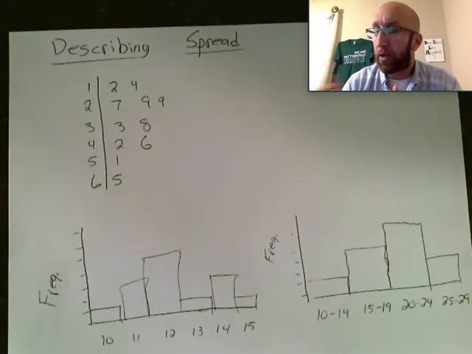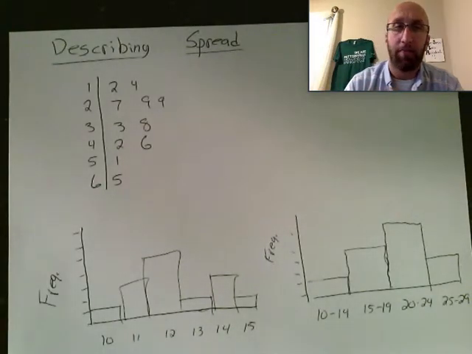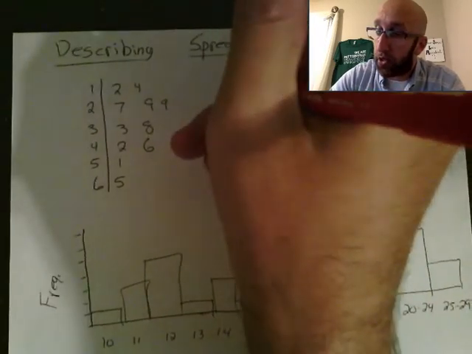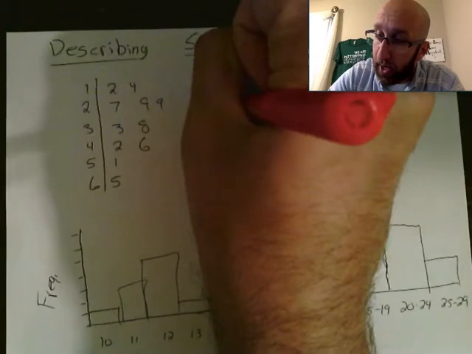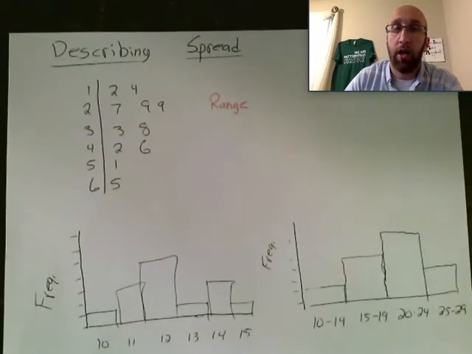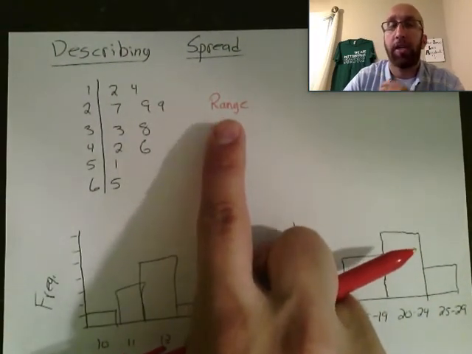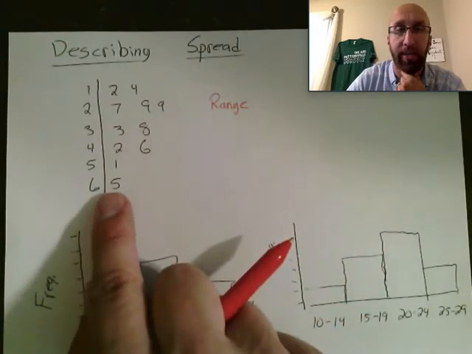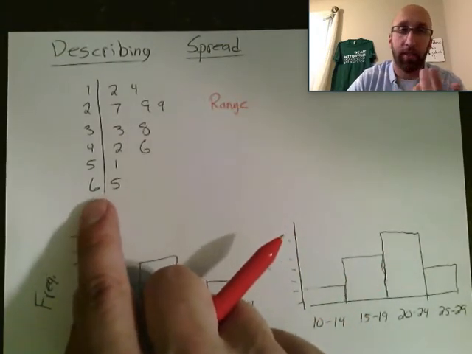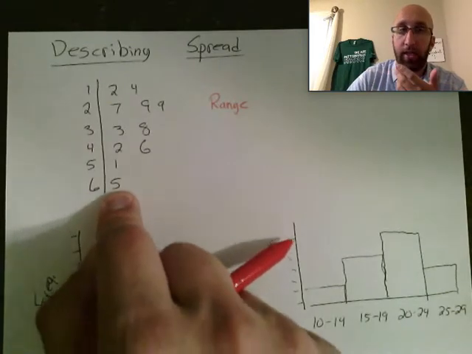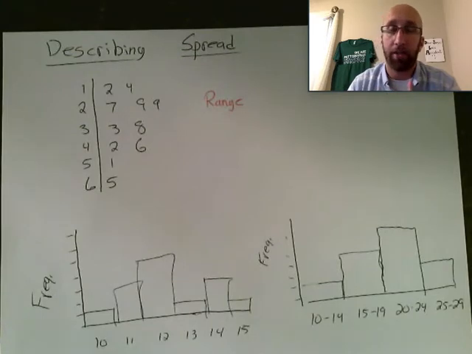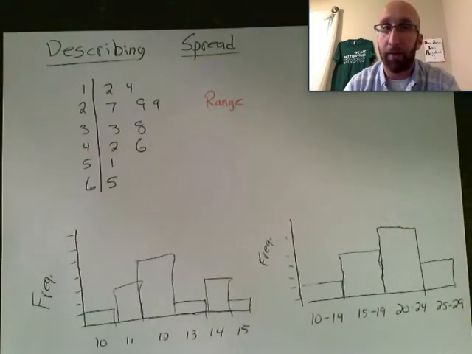So one way we can talk about spread with a stem and leaf plot is the range. We can do the range here because we have these specific values. When you do the range, you take your largest value minus your smallest value. Our largest is 65, if this is a tens and a ones digit, and the smallest is 12. So we could take 65 minus 12 and say the range of this random data set is 53.